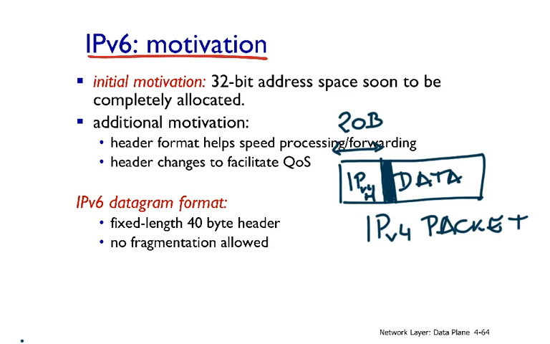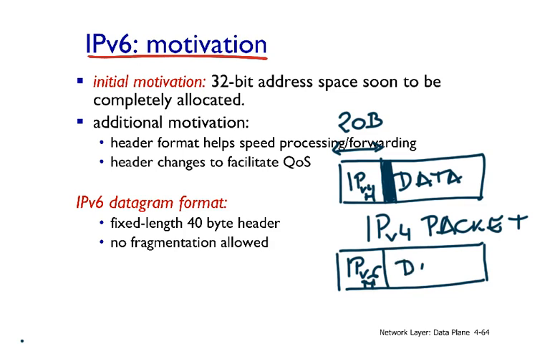Okay, so the difference with the IPv6 datagram is that we also have an IP header, the IPv6 header. We have the data, but we don't have a specific field called options. So we don't have options. The length of the IPv6 header is 40 bytes. It is fixed.